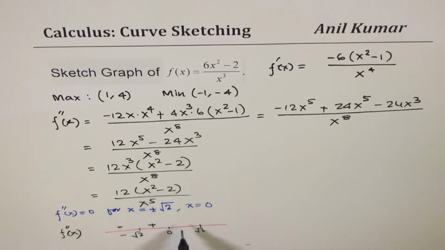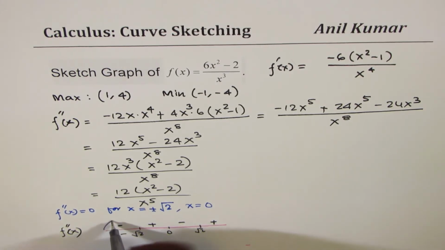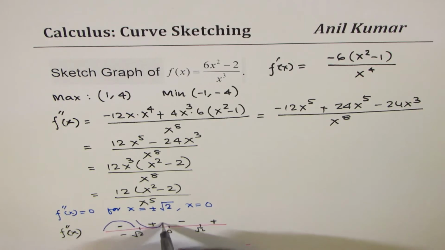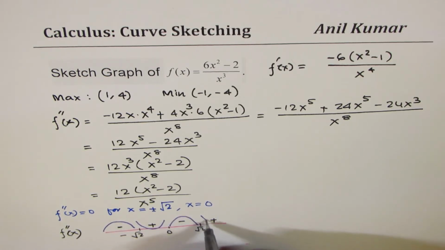And since this function is odd, we could actually conclude also what is going to happen here. If it is positive, denominator is always positive, numerator is going to be negative for between 0 to square root 2 and positive when it's greater than 2. So that gives us the concavity. Negative means concave down, and here we have concave up, concave down, concave up.